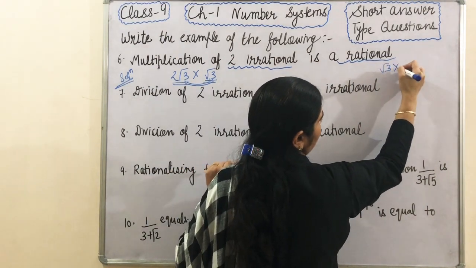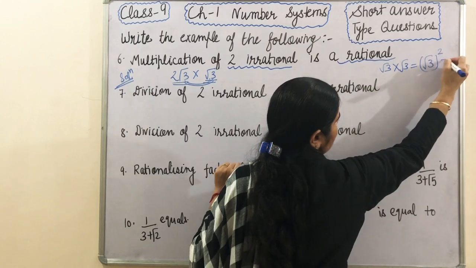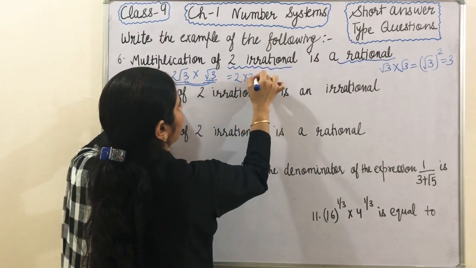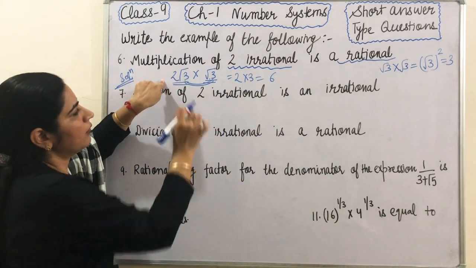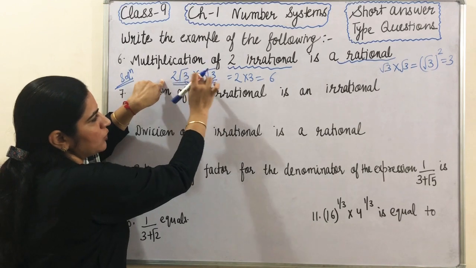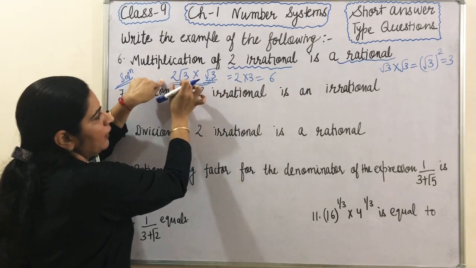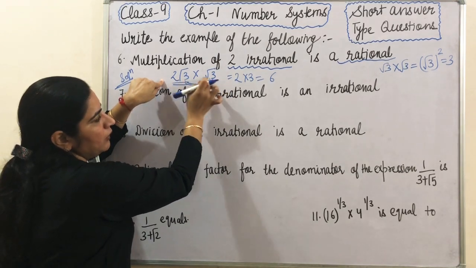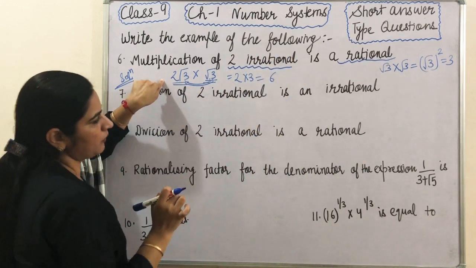Root 3 into root 3 is equal to root 3 squared, which is equal to 3. So 2 multiplied by 3, which is 6, is a rational number. Intentionally I had taken the numbers in such a way that the root is the same. Two different irrational numbers, but the root is the same number, so that the answer is a rational number. 6 is a rational number.